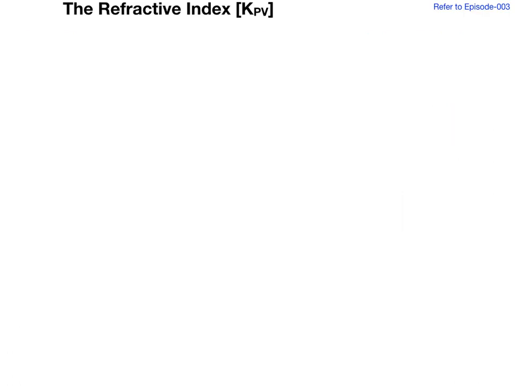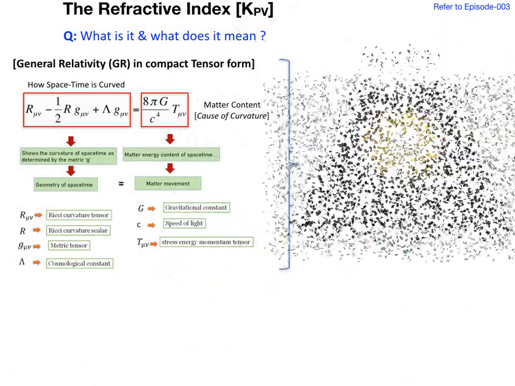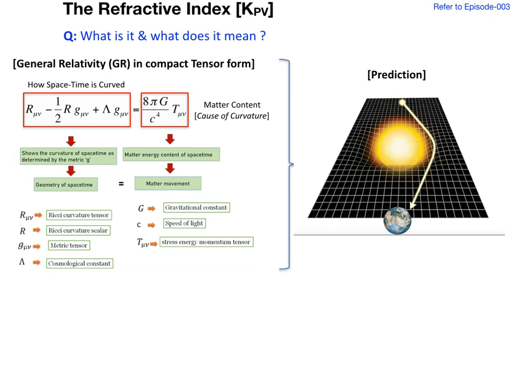Let's begin by referring to a slide from episode 3, whereby we articulated that an important feature to summarize prior to moving forward is the refractive index, that is, what is it and what does it mean? To best answer these questions, we firstly need to consider general relativity. Appearing on screen is the historically famous solution developed by Albert Einstein, in compact tensor form. General relativity describes how space-time is curved by the presence of matter. We term this curvature as being a manifold, hence the expression space-time manifold.